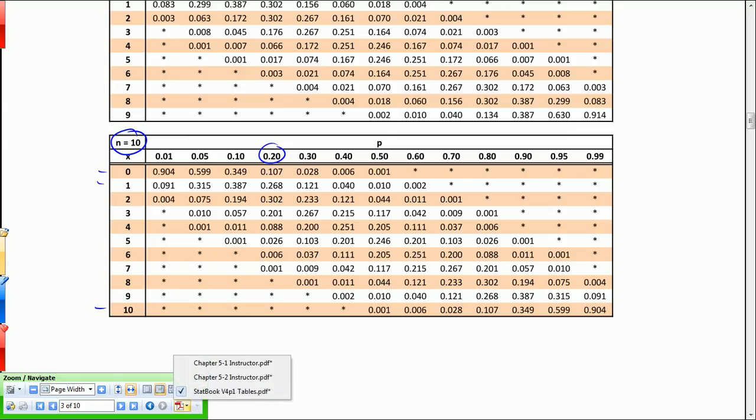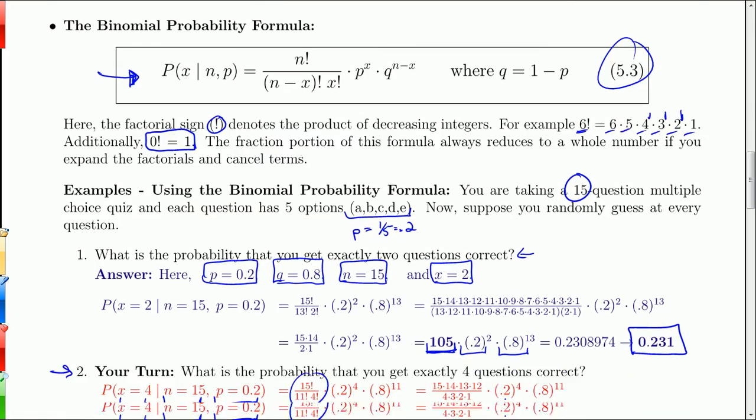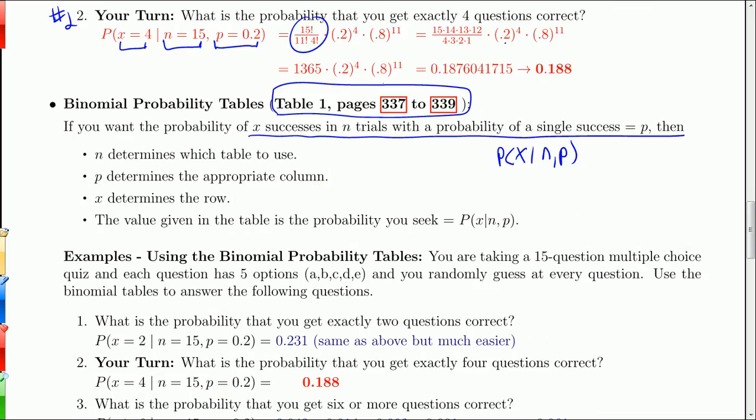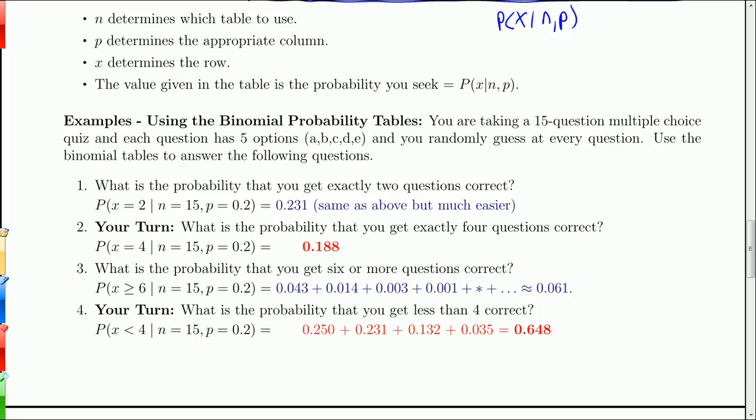Alright, so let's go back to where we were. Let's answer these two questions, number 1 and number 2, using the table. What is the probability you get exactly 2 questions correct on our 15 question multiple choice quiz? Well, we have X is 2, N is 15, P is 0.2.